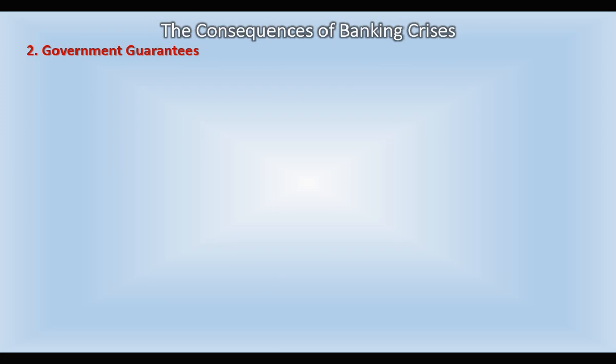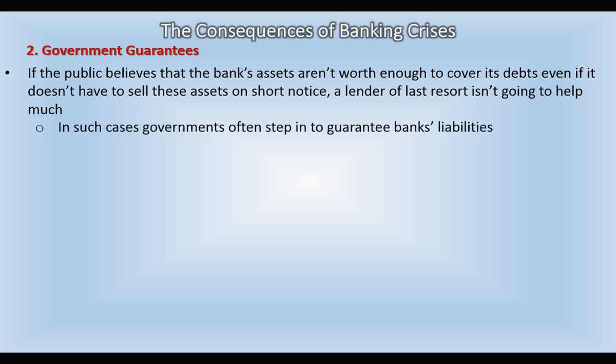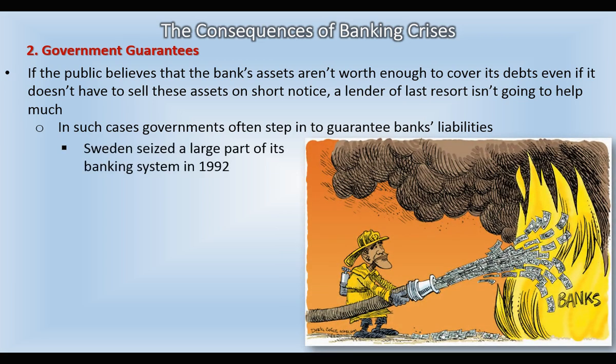Another thing the government can do is offer government guarantees. So if the public believes that the bank's assets aren't worth enough to cover its debts, even if it doesn't have to sell these assets on short notice, a lender of last resort isn't going to help much. In such cases, governments often step in to guarantee banks' liability. So then they do step in and say, well, even though there is no FDIC for these shadow institutions, we will guarantee their liabilities so that people don't start trying to withdraw their funds from them. Essentially, all the lenders trying to get their money back.